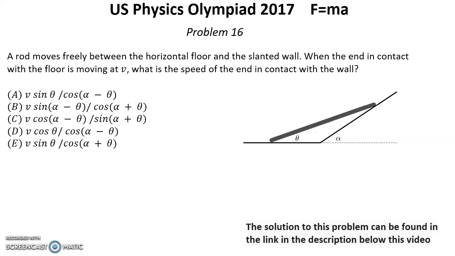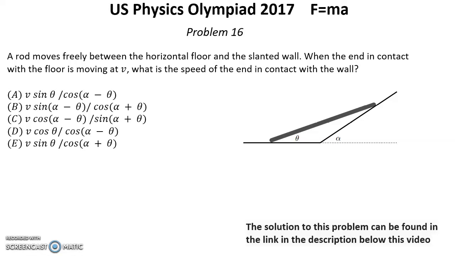Problem number 16. A rod moves freely between the horizontal floor and the slanted wall. When the end in contact with the floor is moving at the speed v, what is the speed of the end in contact with the wall? Solution for problem number 16.